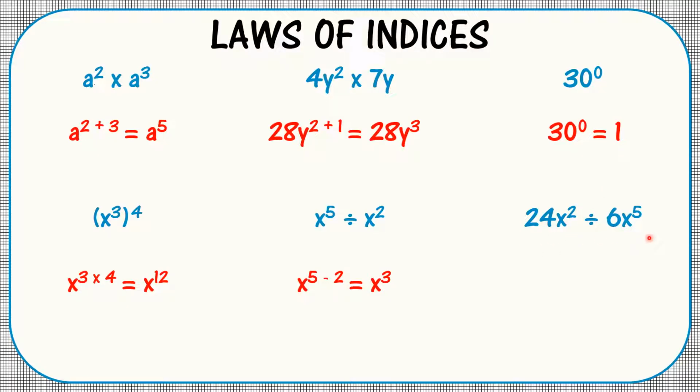For the final question, you are dividing. Again, you treat the numbers normally. You do 24 divided by 6, and then you've got x to the power of 2 divided by x to the power of 5. 24 divided by 6 is equal to 4. Then you have x to the power of 2 divided by x to the power of 5. So it's 2 minus 5. Therefore, the final answer is 4x to the power of minus 3.